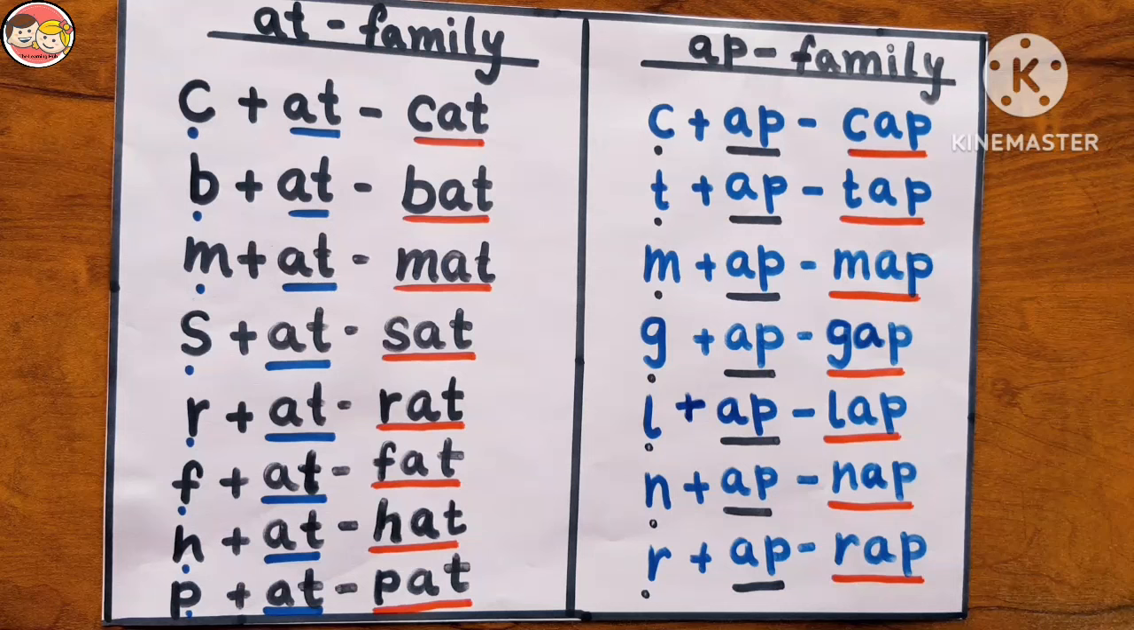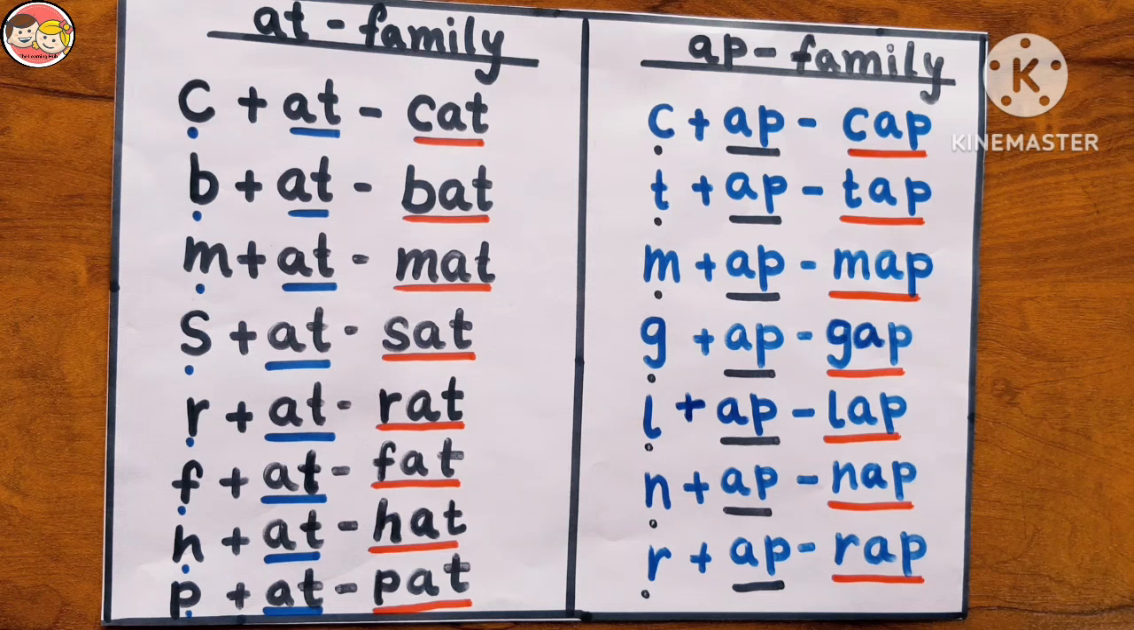You and I are family, all of us are family. As we have a family, words do have a family too. Let's learn about AT family words. Let's learn about AT families. It will help you read and write. Let's learn about AT families. It will help you read and write.